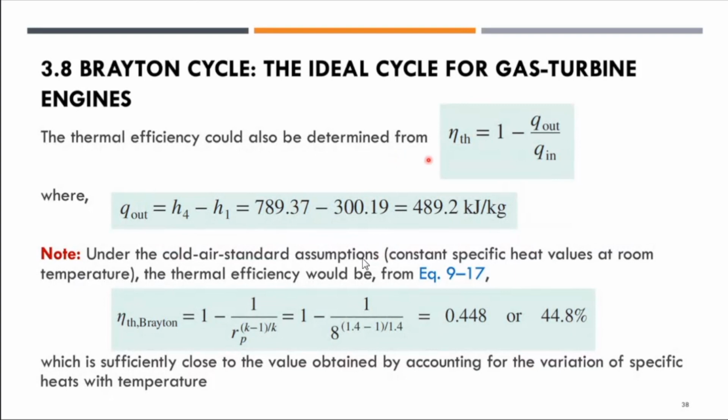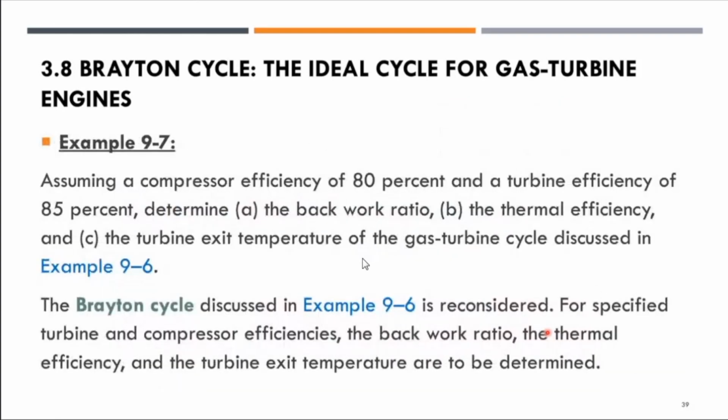The thermal efficiency could also be determined from the value here. Okay, 1 minus Q out over Q in. You can work out the Q out over there, and then you can put inside the numbers over here. So you can get another value, which is 44.8%.